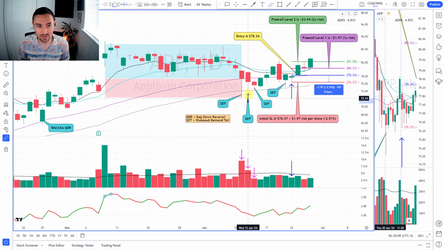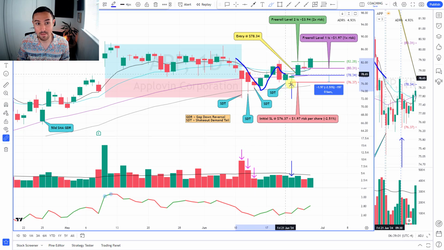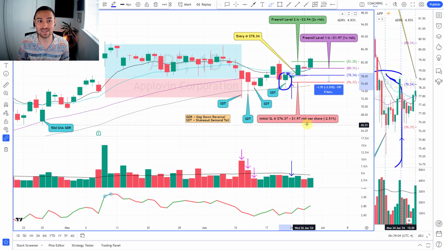And then what do you get? Inside bar, there's a shakeout demand tail. And look how the volume's stepping down. What's that telling you about supply? It's lessening. Then there's a reversal, very V-shaped in nature, pulls back down, and then you get another shakeout demand tail followed by this inside bar.